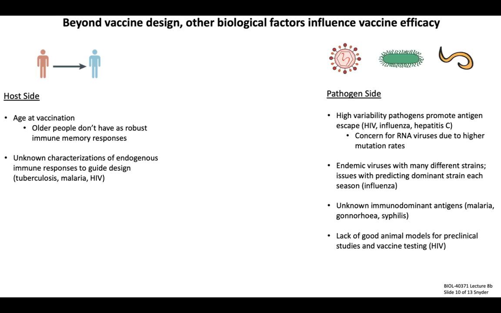There are also considerations on the pathogen side that complicate vaccine design. A major source of this is in high variability pathogens that are constantly mutating and may express modified antigens. So even if protective immunity is achieved against one antigen, new variants could escape. This occurs with RNA viruses since they have higher mutation rates, which is what you see with HIV, influenza, hepatitis C, and potentially SARS-CoV-2. There are also viruses like influenza that circulate as numerous distinct strains endemically within a population.